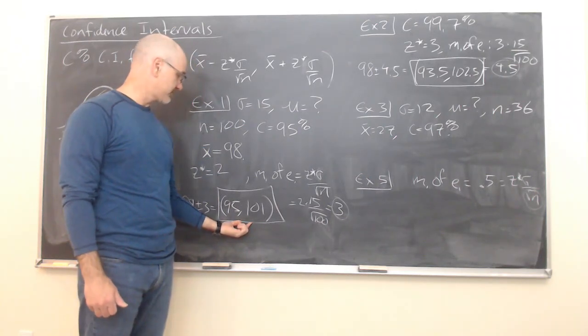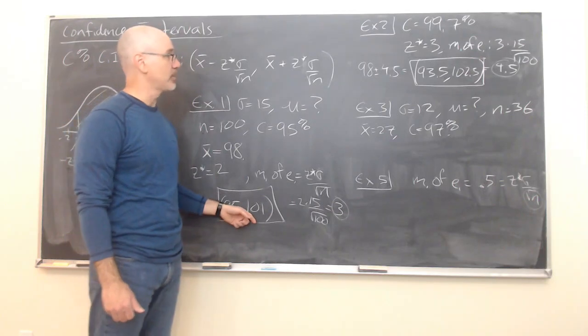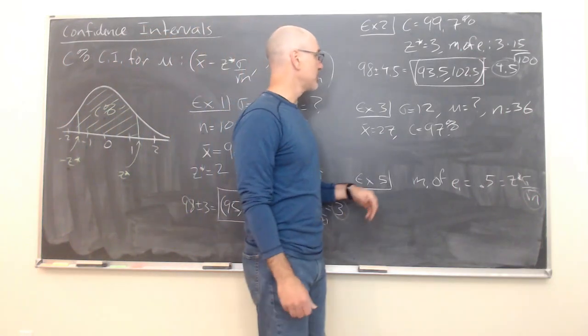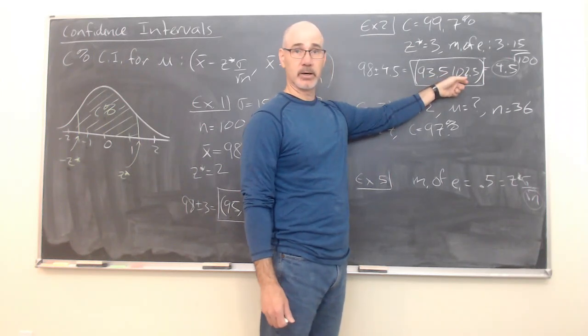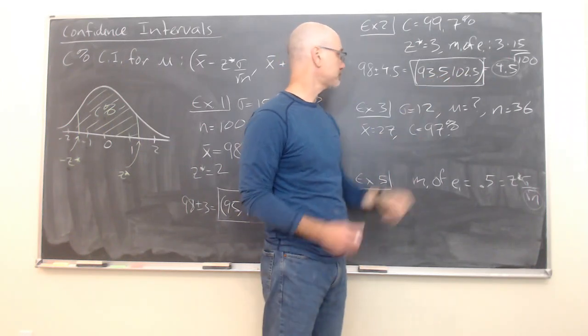We were 95% sure we were between 95 and 101. If we want to be almost 100% sure, then we have to expand our tolerance for error. We expand the margin of error.